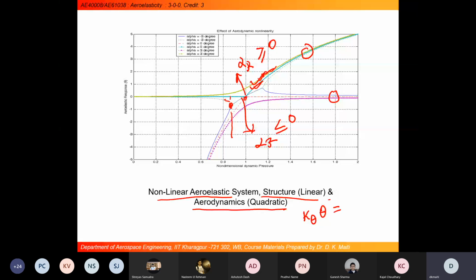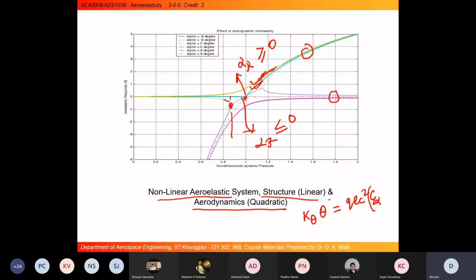So whatever response I am getting, the root of this solution, whatever response it will be giving, that I am plotting here in this graph. So for alpha greater than or equal to 0, we have positive alpha. The roots are like this. It is a quadratic equation. We will be getting two roots, and when alpha is less than 0, then I'll be getting another set of roots which will be showing the behavior like this.